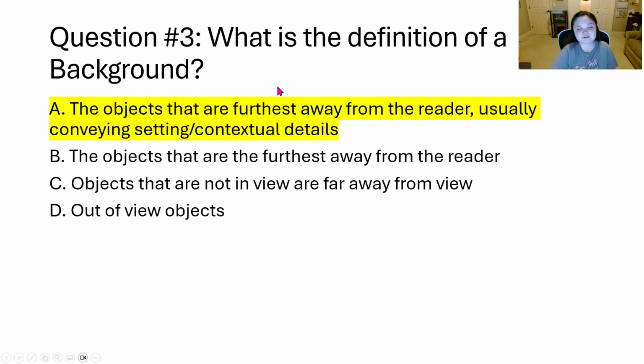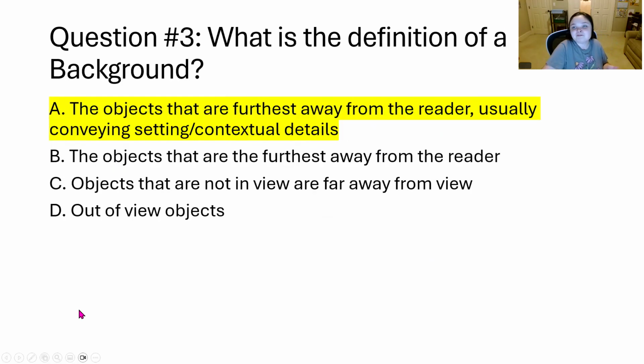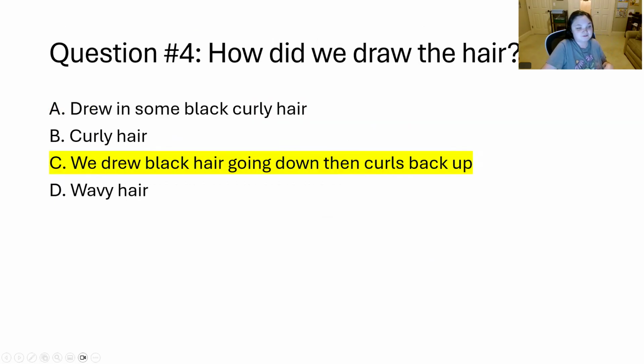Question number 3, what is the definition of a background? If you picked A, the objects that are furthest away from the reader, usually conveying setting / contextual details, you are correct. And the other answers are meant to throw you off. I made this quiz kind of hard.